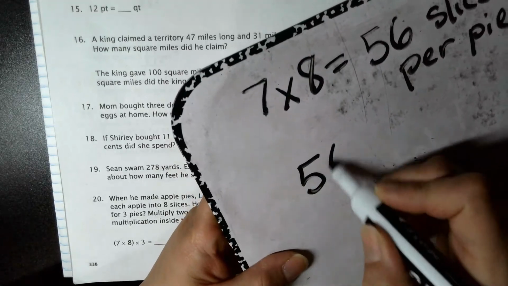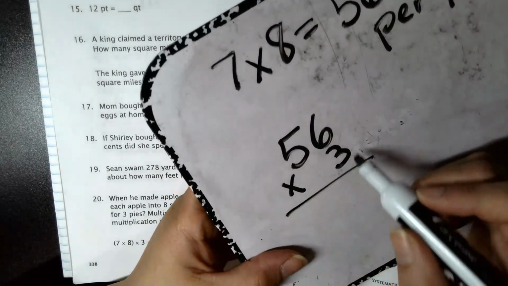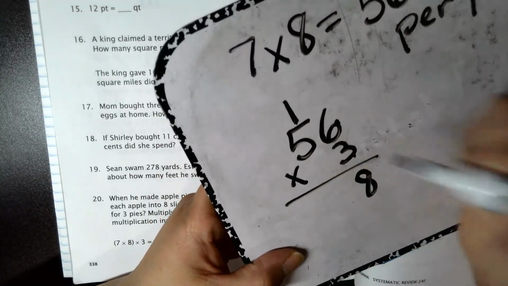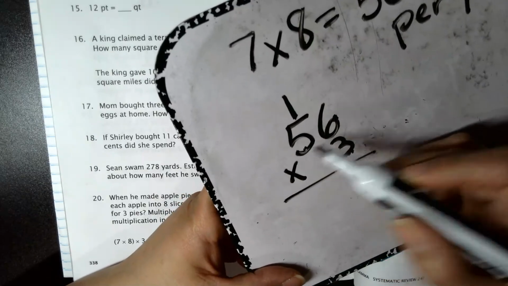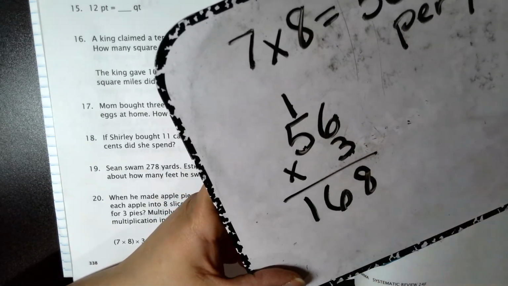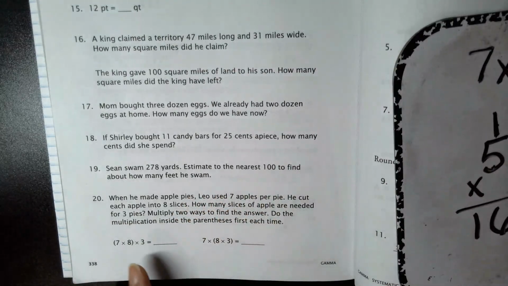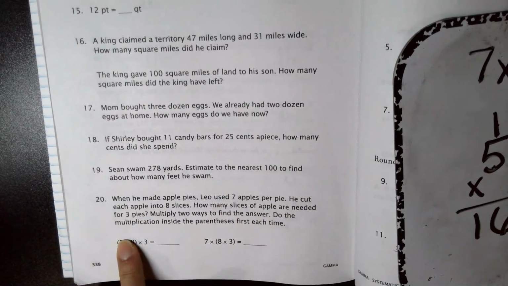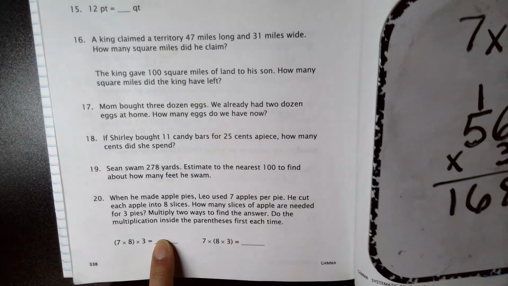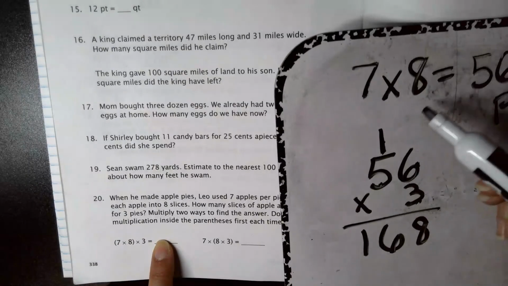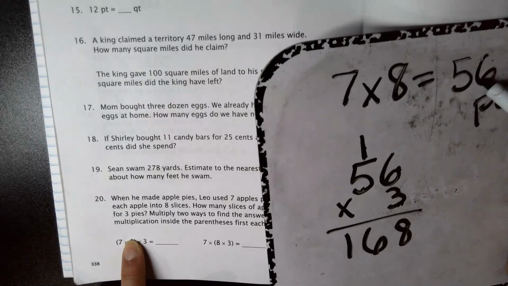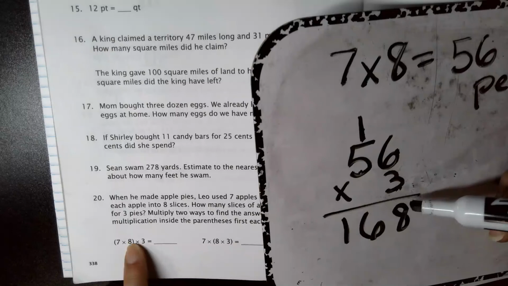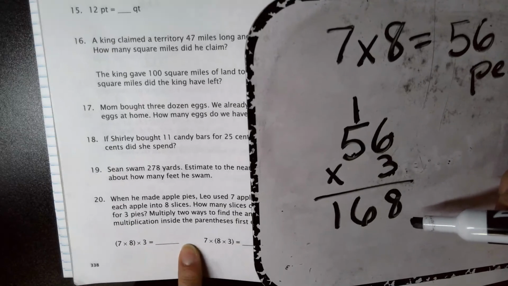So then we do 56 times 3, and that is 3 times 6 is 18. Put our 8 down, carry our 1 over. Then we do 3 times 5 is 15, plus 1 is 16. And we have 168. Now, the way we did it was this way, because we did it one step at a time, just like the problem wanted. So this would be 168, because that's what we did. We did 7 times 8, in parentheses, we got 56. And then whatever we got from that in parentheses, which was 56, we multiplied by 3. So that was 168.